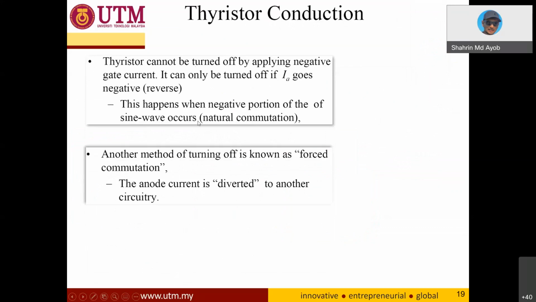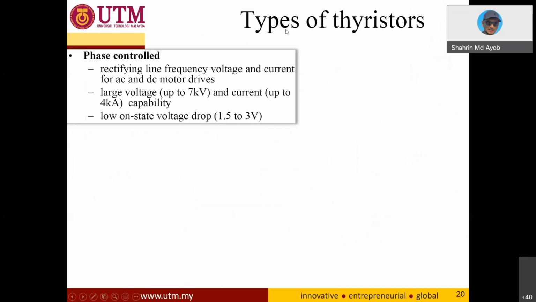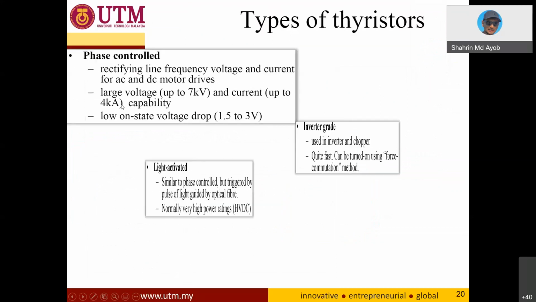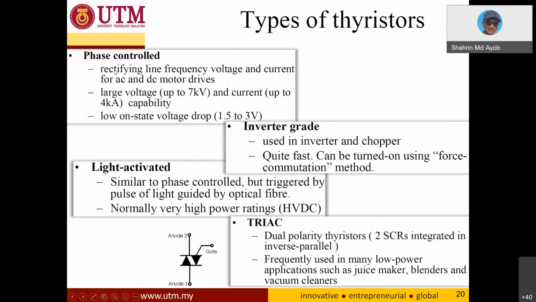Okay, this is the thyristor conduction. This is what we have already explained. And then this is the types of thyristor. We have phase control and inverter grade, which depends on the applications. Phase control is usually for very low frequency, and usually the rating can go up to very high voltage and current.